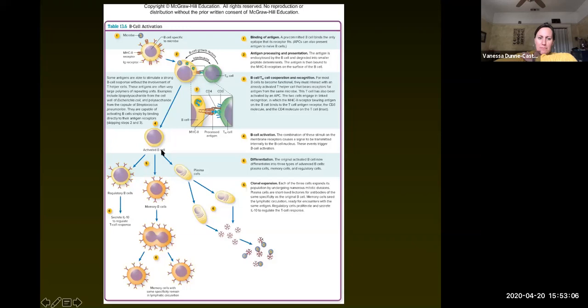I know it says activated, but I don't really like that too much. It's really, this leads to B cell expansion. So here is now B cell clonal expansion, where you now have effector cells. So here's the effector cell, which is a plasma cell that can then go and produce antibodies. Here's memory B cells that can expand, but then they just stay in this partially differentiated state. And then regulatory B cells that are also important in helping regulate the immune system.